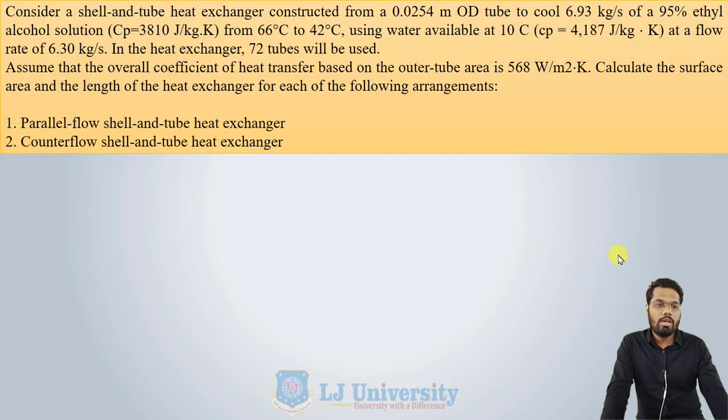Now let's consider one example so we can easily understand parallel flow and counter flow heat exchangers. Consider a shell and tube heat exchanger constructed from a 0.0254 meter outer diameter tube to cool 6.93 kg per second of a 95% ethyl alcohol solution with specific heat 3810 joule per kg Kelvin from 66 degrees to 42 degrees Celsius using water available at 10 degrees Celsius.